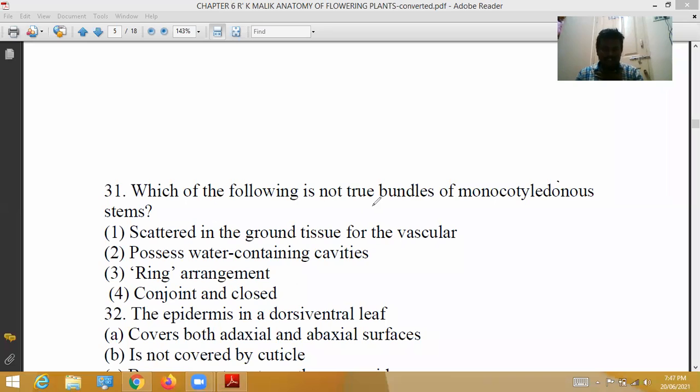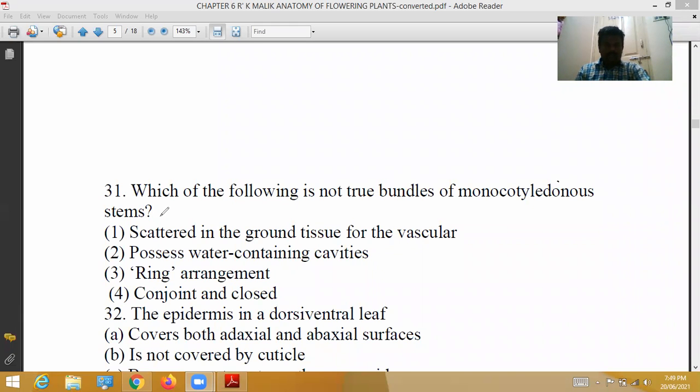Which of the following is not true for the vascular bundles of monocotyledonous stems? For these four options, first: scattered in the ground tissue for the vascular bundles.